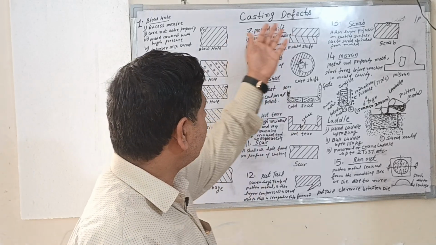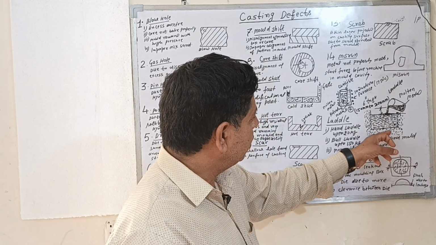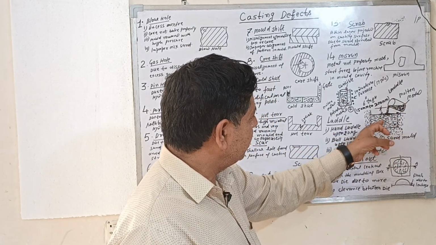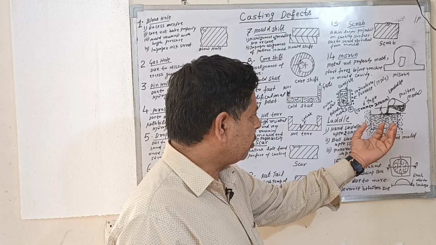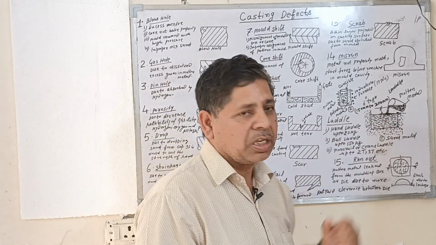Today my topic is casting defects. So what is a casting defect? You can see this figure. When the molten metal is poured into this cavity or mold, after solidification the metal takes the form of the component. This process is called casting.